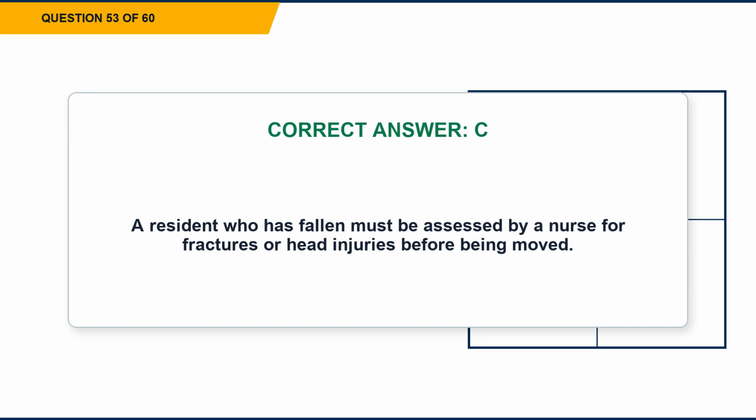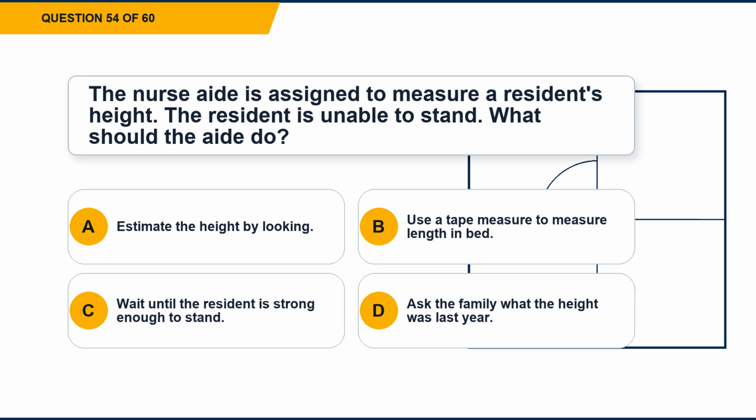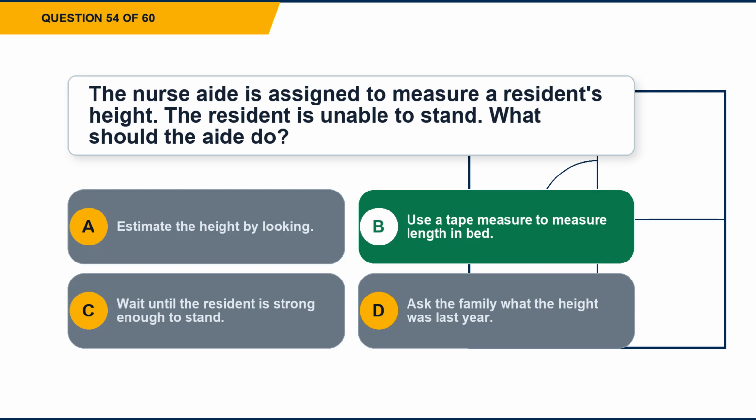Explanation: a resident who has fallen must be assessed by a nurse for fractures or head injuries before being moved. Question 54. The nurse aide is assigned to measure a resident's height. The resident is unable to stand. What should the aide do? Option A, estimate the height by looking. Option B, use a tape measure to measure length in bed. Option C, wait until the resident is strong enough to stand. Option D, ask the family what the height was last year. The correct answer is option B, use a tape measure to measure length in bed.